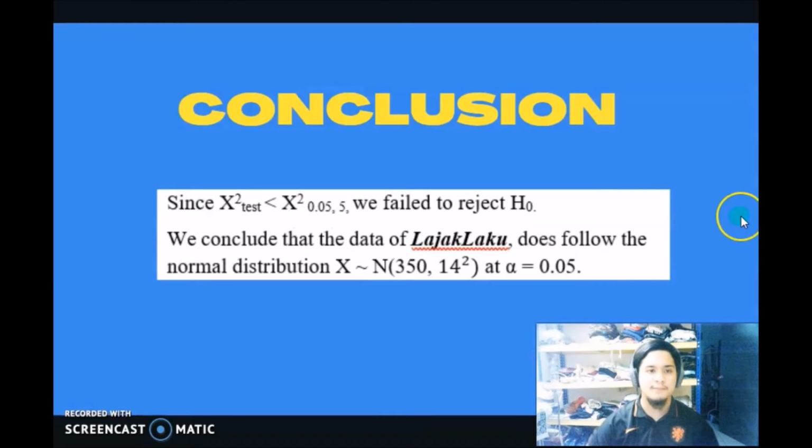For the conclusion, since the chi-square value is below the critical value, we fail to reject H naught. We conclude that the data of Lajak does follow the normal distribution with the mean of 250 mg and the 14 standard deviation at alpha equal to 0.05. That's all from me for part B.